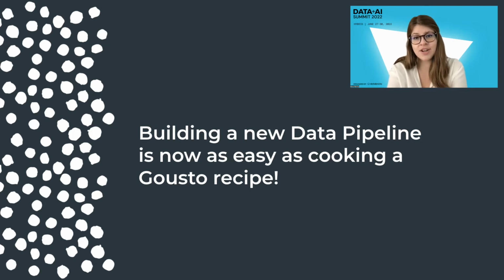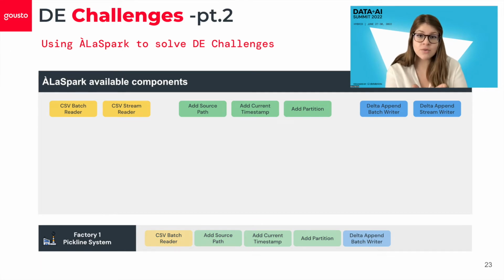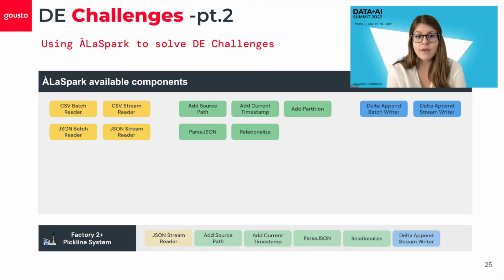Going back to the data engineering challenges we talked about at the beginning, building all of those pipelines is now as easy as cooking a Gousto recipe. As we build pipelines for different sources, we make sure that all the functionalities we build for one pipeline has a small, specific function and is reusable in the future. So once we create the factory 1 pipeline data pipeline, we have a CSV reader, some processors with common transformations, and an append writer. So when factory 2 pipeline comes along, all we need to do for now is only building the JSON specific reader and some utils. Everything else has already been written, tested, and implemented.